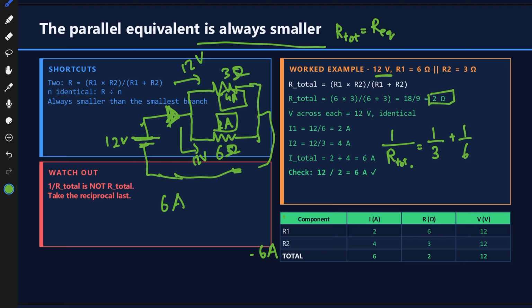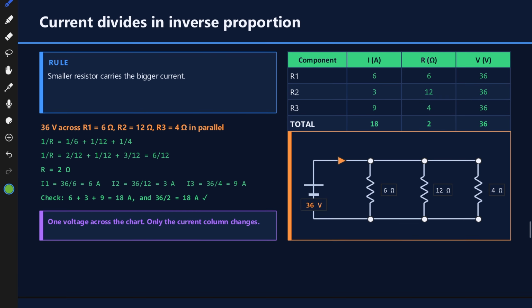Now, in the next example, we'll see how we can use the IRV charts for parallel circuits and what caveats those have. Okay.